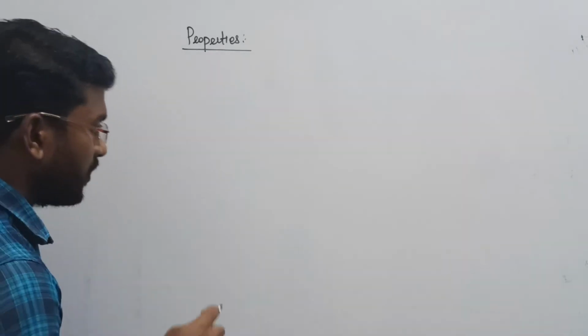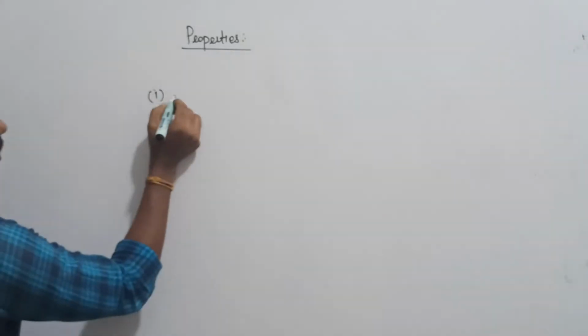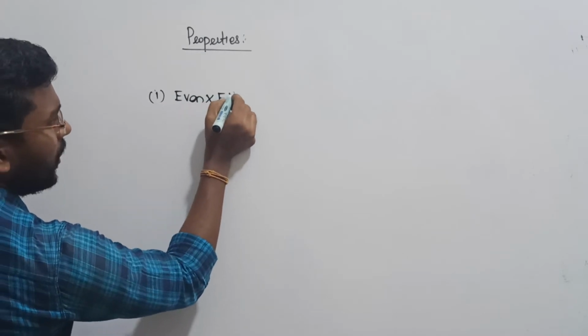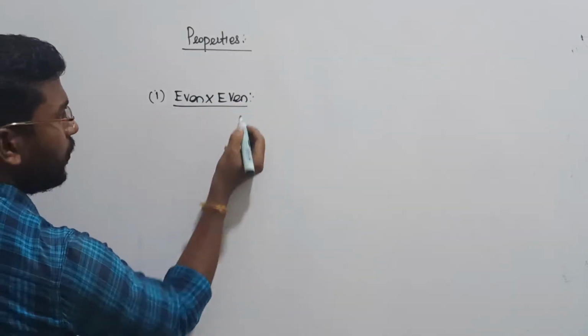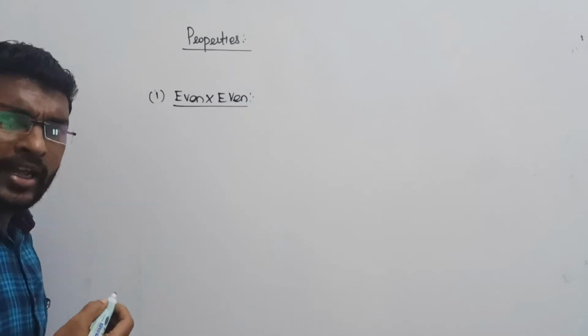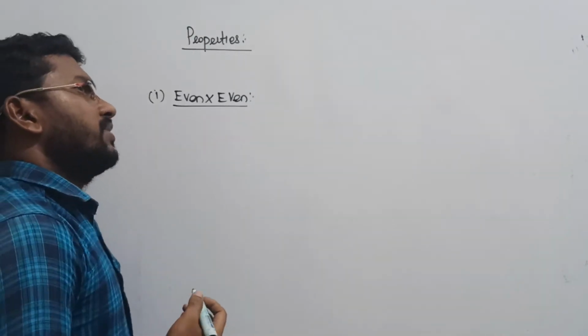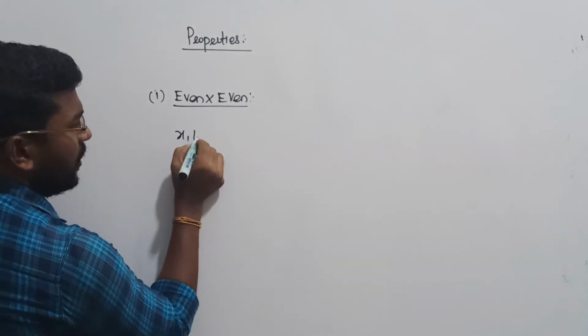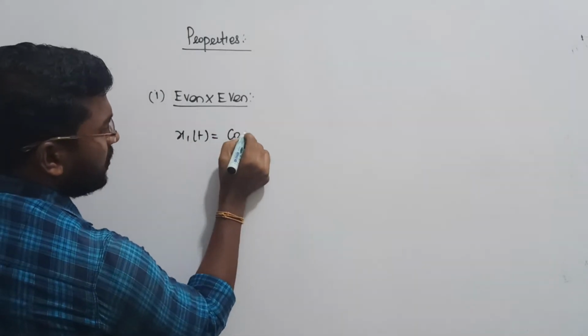Let us first take combination one. Let us consider the product of an even signal with an even signal. When I multiply two even signals, what are we going to get? Let us take an example. x1 of t equal to, let me consider cos t.